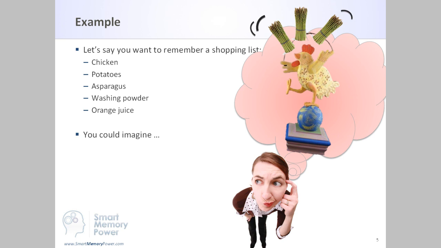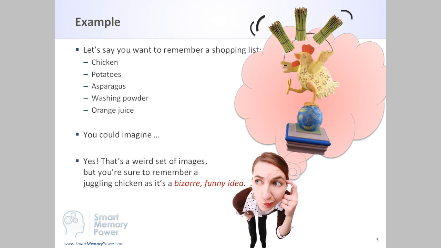So this is something you could easily do, and the more fun and the more silly and the more crazy or weird that you can make these images, the better. It's a weird set of images, obviously, but I like the idea of a juggling chicken because it's bizarre and funny, and therefore I'll remember it much better.